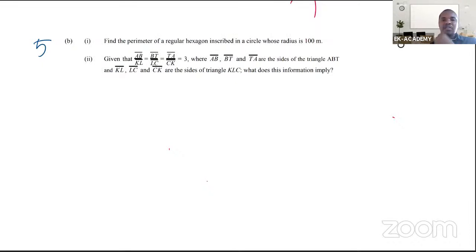We go to 5B part 1. Find the perimeter of a regular hexagon inscribed in a circle whose radius is 100 meters. So regular hexagon, dear students, we are talking of a polygon with 6 equal sides. I'm going to sketch a very random one.